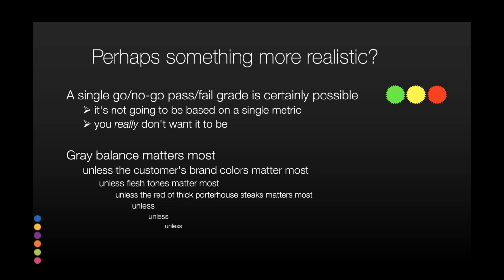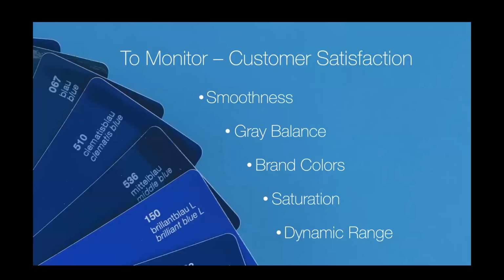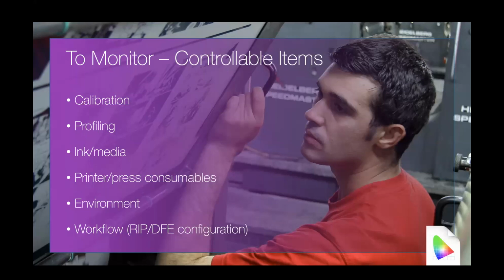So we've broken it down here into 2 different groups. The things you want to monitor for customer satisfaction, like the smoothness of the imagery. That's the kind of the calibration stuff I'm talking about, and that also includes gray balance. The color of brand colors, saturation, and dynamic range of the images, that sort of thing. There are a lot of these parts that are generally about the viewing and just the pleasing nature of the images.